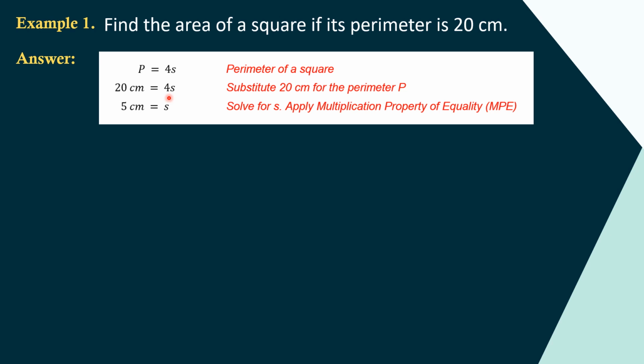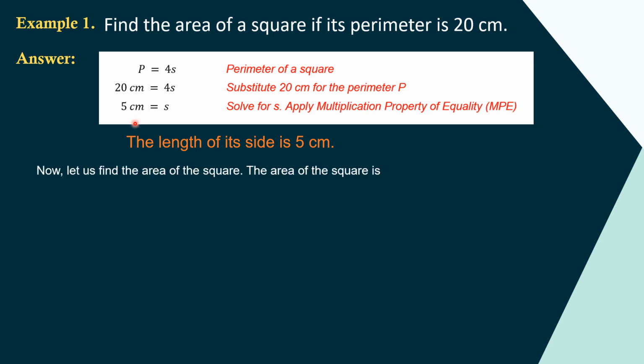Now, we need to solve for S by applying the multiplication property of equality. We need to divide everything by 4. Doing that, we have 5 centimeters equals S. That means the length of each side is 5 centimeters.